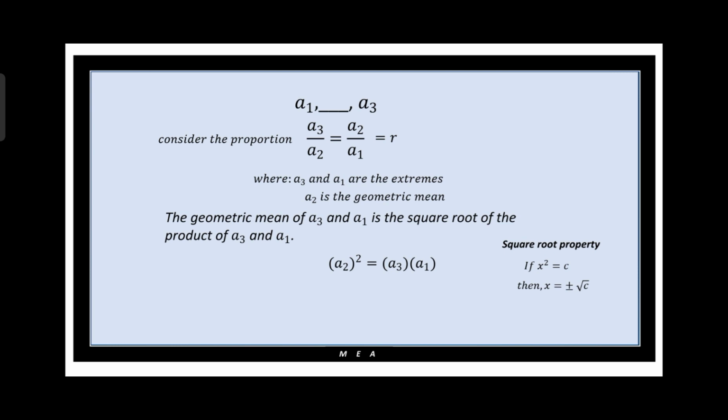So, ganun din dito sa ating geometric mean. Para mawala yung square dun sa a sub 2, we have to take the positive and negative square root of the product of a sub 3 and a sub 1. So, yan ang ating gagamiting formula in finding a geometric mean.